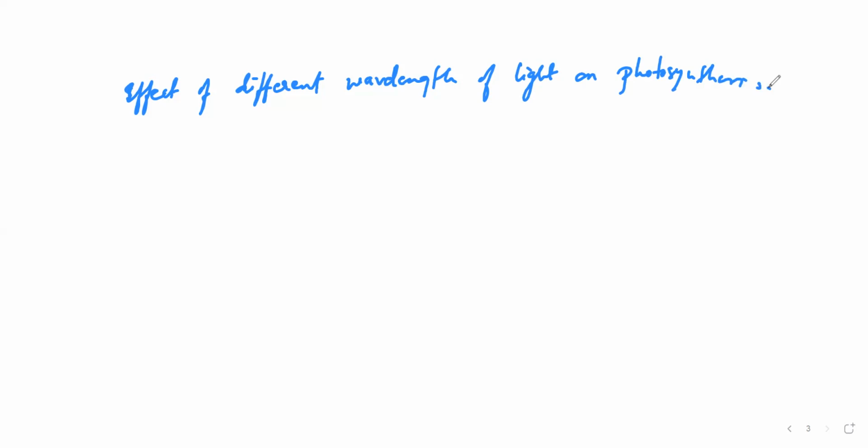Okay, in the same way, one more person, I think this is the fourth one, Cornelius Van Niel. He did an experiment. Basically, he used the purple and green sulfur bacteria to show that photosynthesis is a light dependent process.